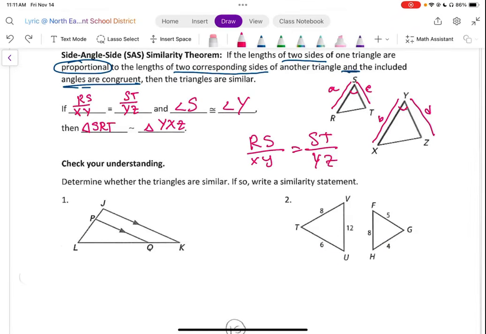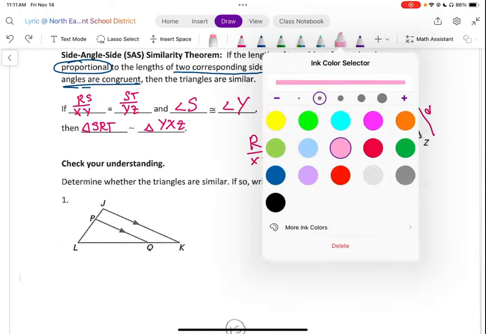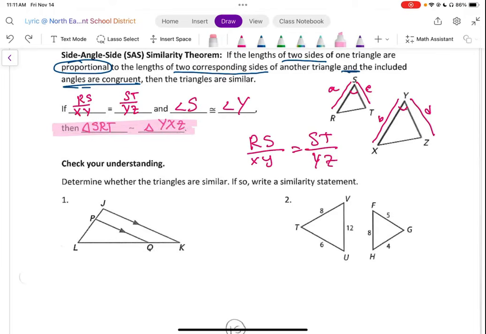All right, check for understanding. Determine whether the triangles are similar. If so, write a similarity statement. So again, the similarity statement is this down here, where we match up all the corresponding parts.